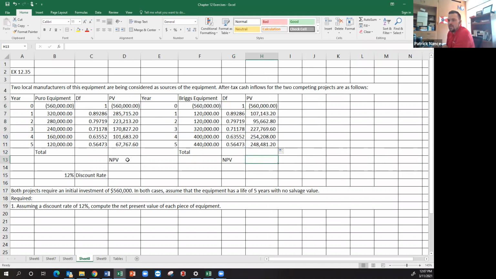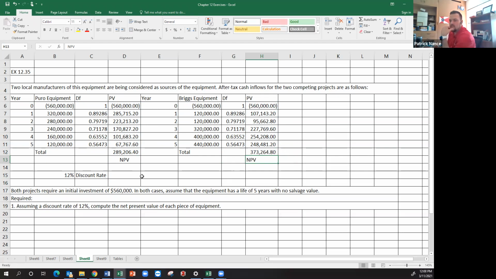Okay, and now if I sum these, if I total these up, including year 0 all the way down to all these present values, that is the net present value of that Puro equipment. The same thing over here, equals sum including the present value up here, 373. And remember what this number represents.